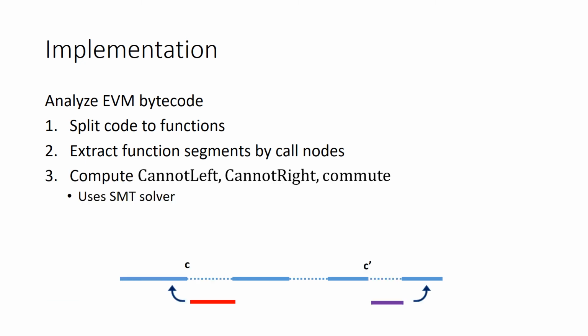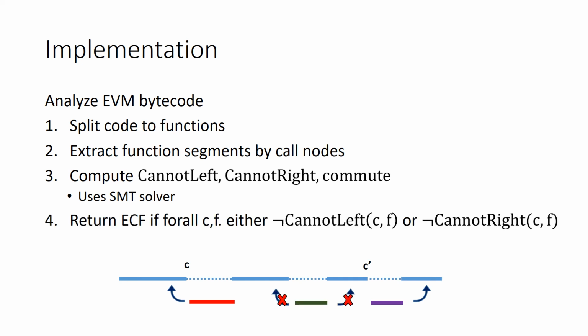Now the algorithm uses an SMT solver to check for movement using projection and commutation for pairs of segments, where one is a segment of the checked function and the other is a function executed as a callback. From the results, we fill in cannot left and cannot right. We also compute the full function commute relation and update cannot left and cannot right accordingly. If at some point we find a call node C and a function f that are both in cannot left and cannot right, we report not ECF.